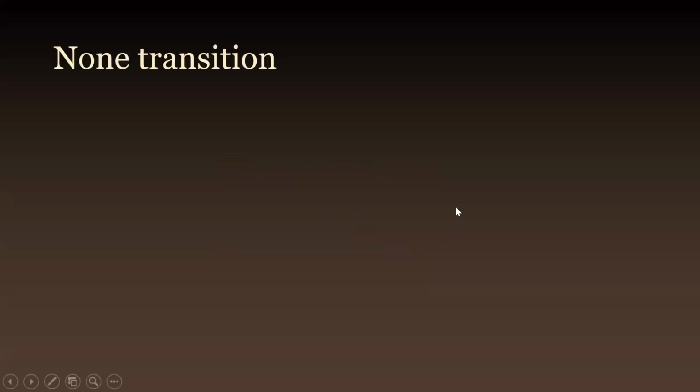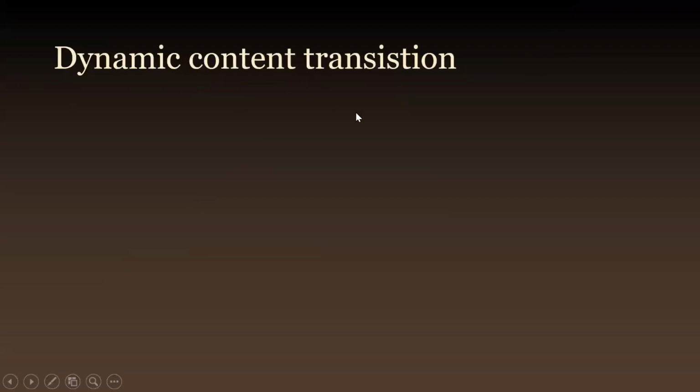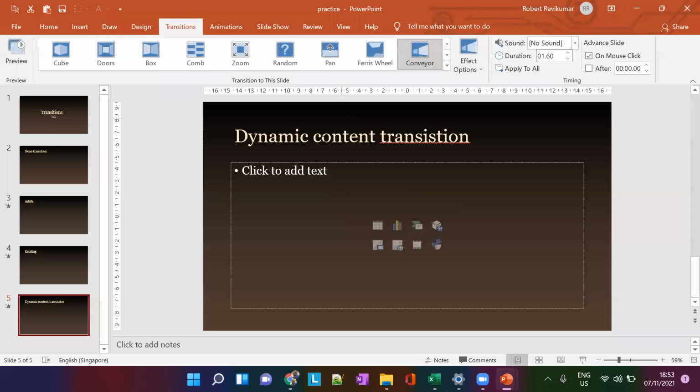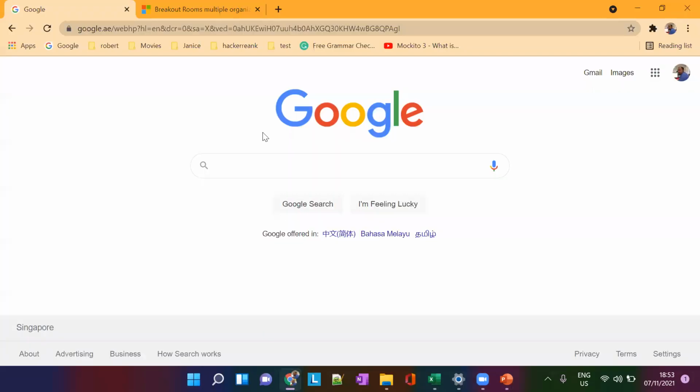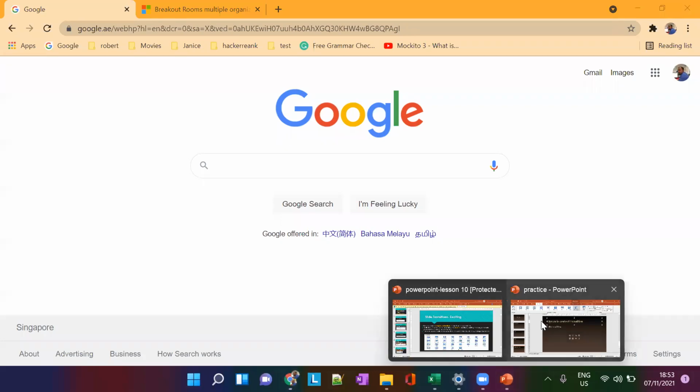First is none, then subtle, then exciting, then the dynamic content transition. You can see the difference between all these different types. So this is how transitions work, and we've seen how to apply a transition to any slide.